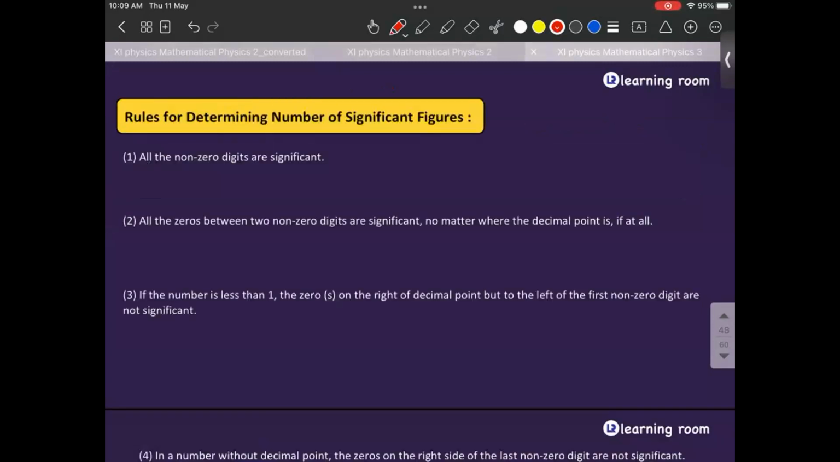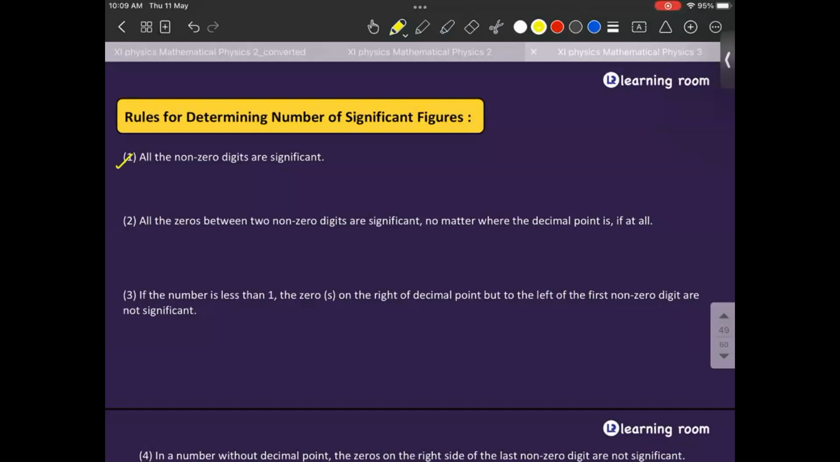Yes. So listen, the question is, if I give you a particular measurement, all that I'm going to ask you is to find the number of significant figures in the measurement that I gave. For us to get the same answer universally, there are certain rules that are designed, and the rules are like this. The first rule is all the non-zero digits are significant.